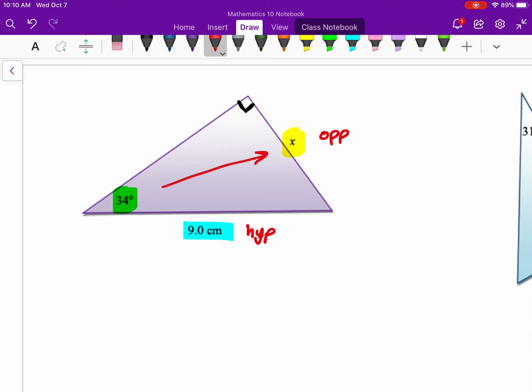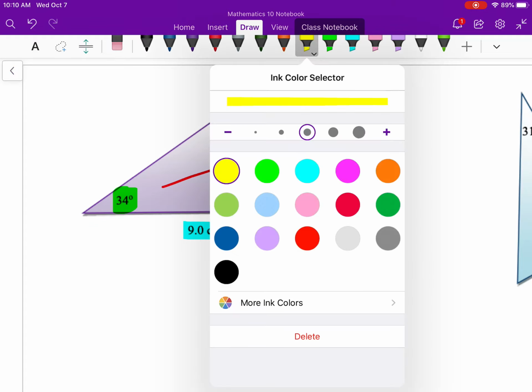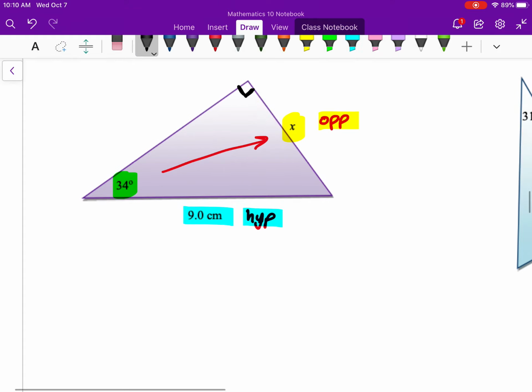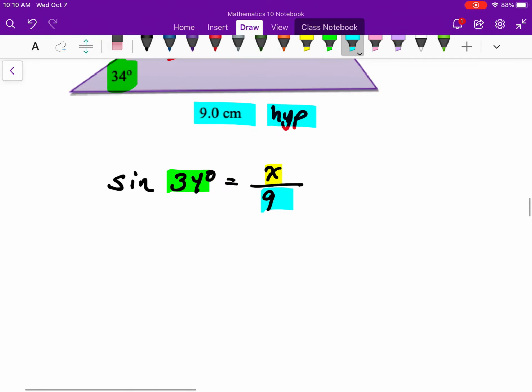And so what ratio am I going to use? Whatever ratio involves both opposite and hypotenuse. That is sine. And so I can say the sine of 34 degrees equals opposite over hypotenuse, and I put 9 instead of 9.0. All right, and so that's the hardest part of the question done, I think. I now know which ratio I'm going to use. I know it's x over 9, not 9 over x. And so I want to solve for x.